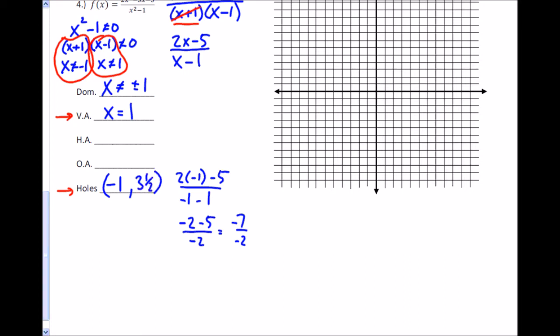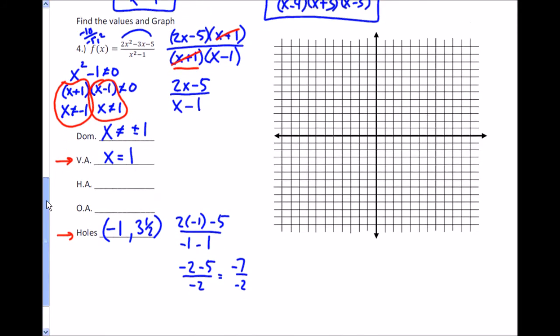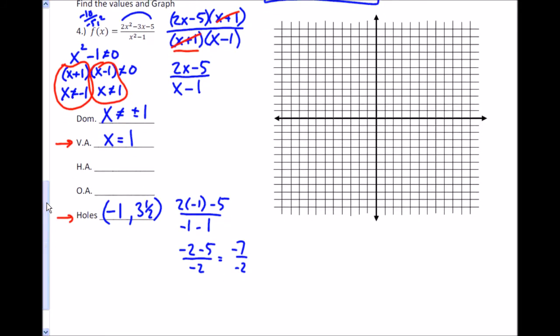Okay? And now from here, we go back and find our oblique or horizontal asymptotes. We're going to have one of these, but not the other. And for this, we look at the degrees of the numerator and denominator. The degree of the numerator is 2. Remember, it's the highest exponent term. The degree of the denominator is also 2. When the degrees are the same, it means I have a horizontal asymptote, and I divide the leading coefficients. So here, the 2 divided by the 1 that's out front. So that would give me y equals 2.